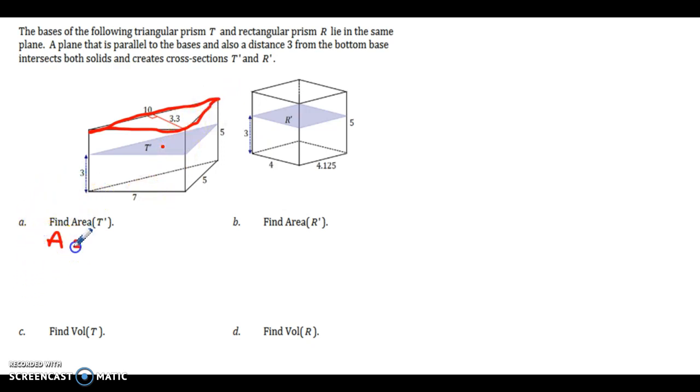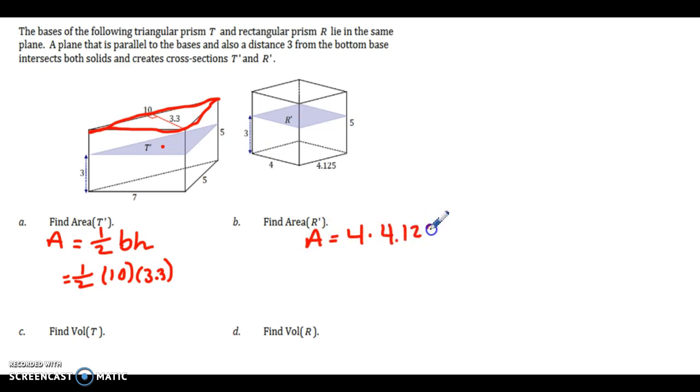So area equals 1/2 base times height for a triangle. And so I'm going to use the dimensions 1/2 of my base, which looks like 10 there, and my height, which is 3.3. And you're going to go ahead and calculate that. When I find the area of R prime, I know that it should be the same as the base. And so the area of that is going to be 4 times 4.125. And again, you find that area.